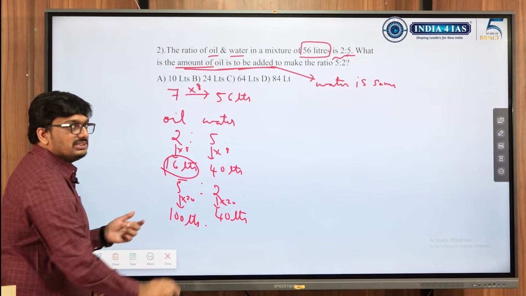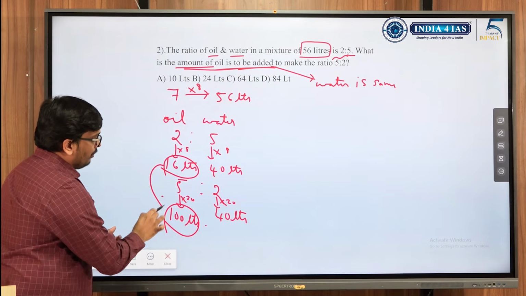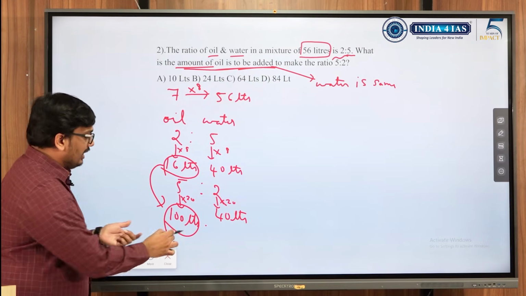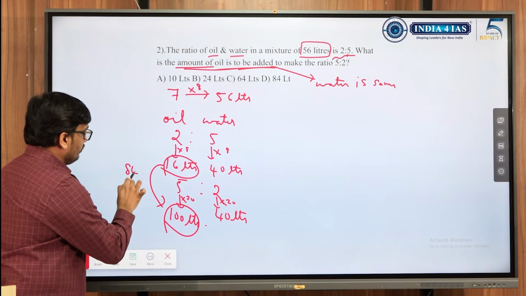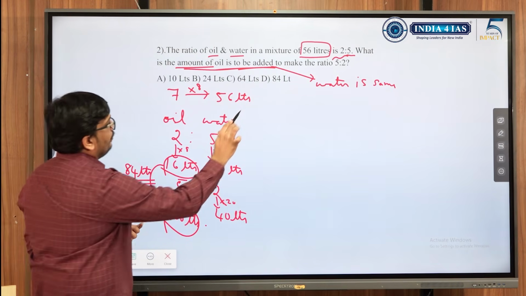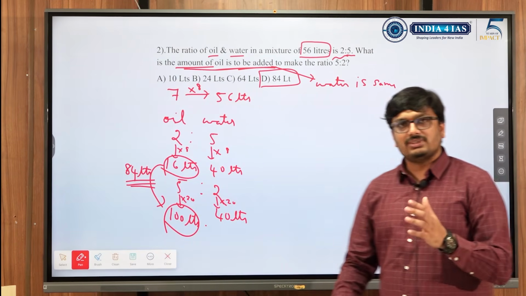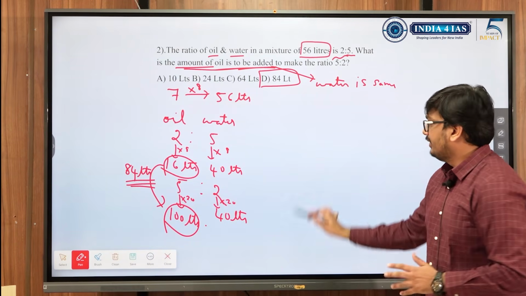Initially oil was 16 liters. Now it is 100 liters. How much oil is added means 100 minus 16, that is 84 liters. So option D is the answer. We can solve in X method also. For some questions X method will be easy. Listen here.